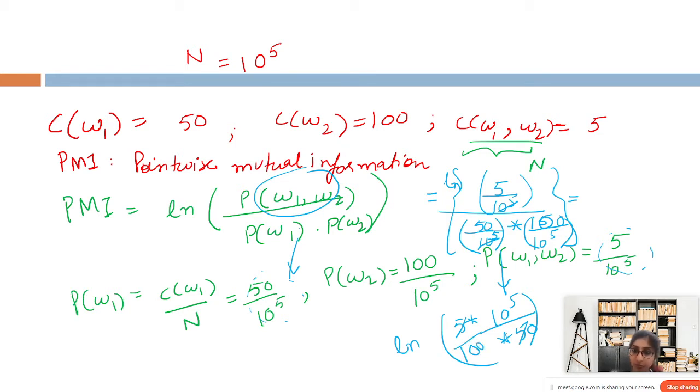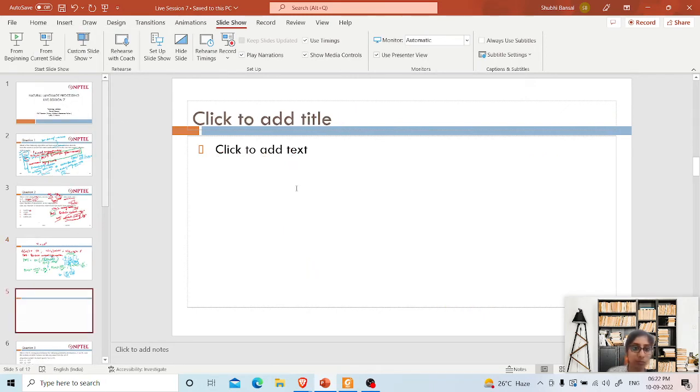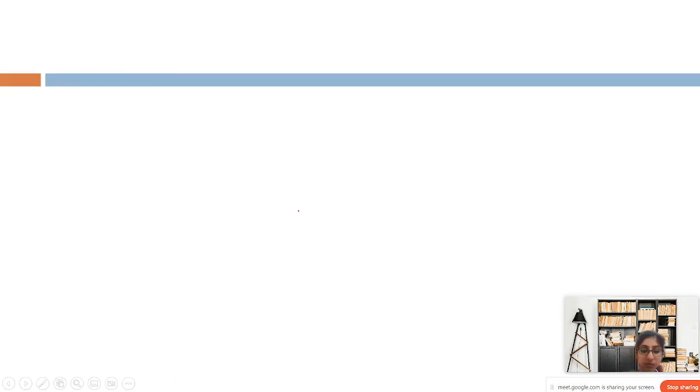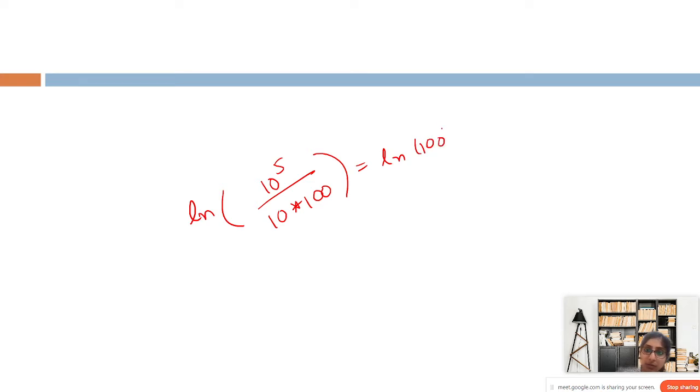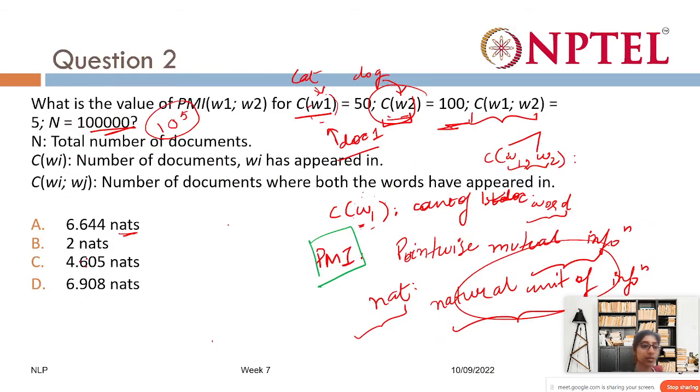So this is 100. So now, seeing from the previous slide, it becomes ln of 10 to the power 5 upon 10 into 100, that is ln of 100, that is nearly 4.605 nats, the natural unit of information. This is the natural logarithm that you have to take. So the answer is option C.